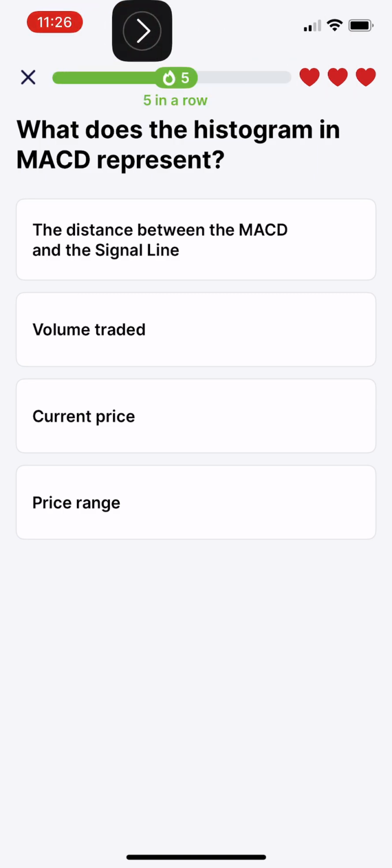Five. Five in a row. What does the histogram in MACD represent? The distance between the MACD and the signal line, volume traded, current price, price range.